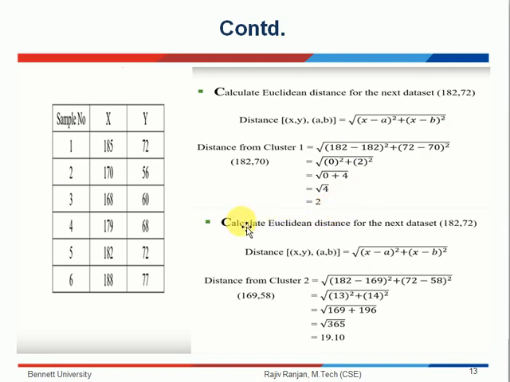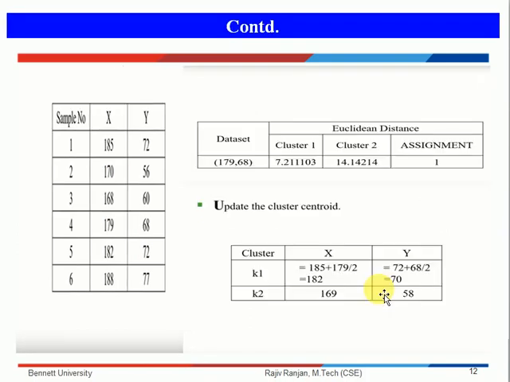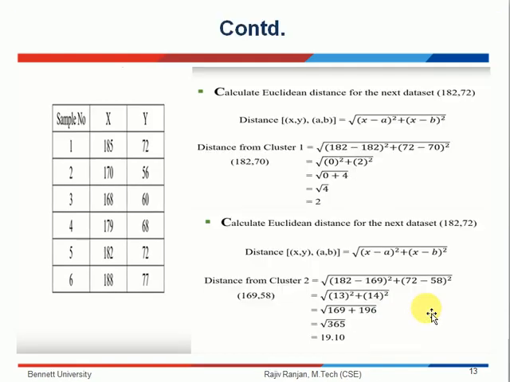Now similarly we will calculate the distance from cluster 2, right? So 182 minus, not 170, we have to take the updated cluster centroid value, that is 169 and 58, right? So 182 minus 169 plus 72 minus 58, with the updated centroid value 58. After computing this value we will get 19.10.